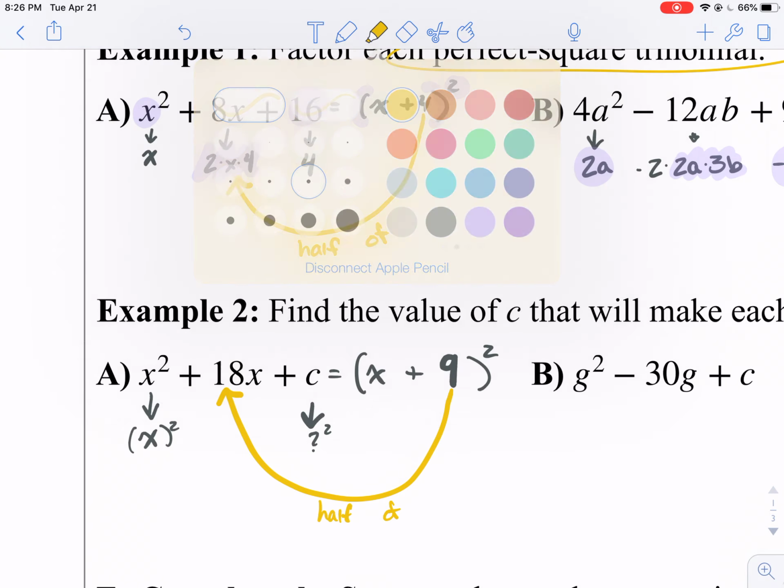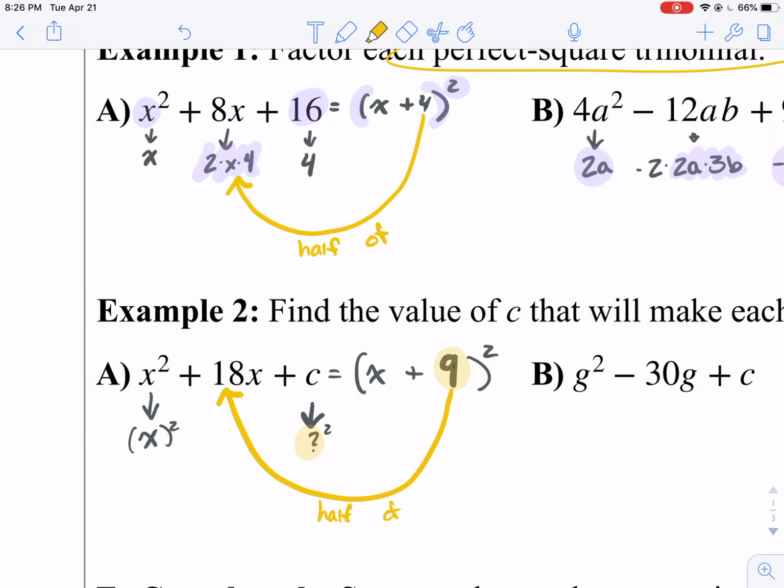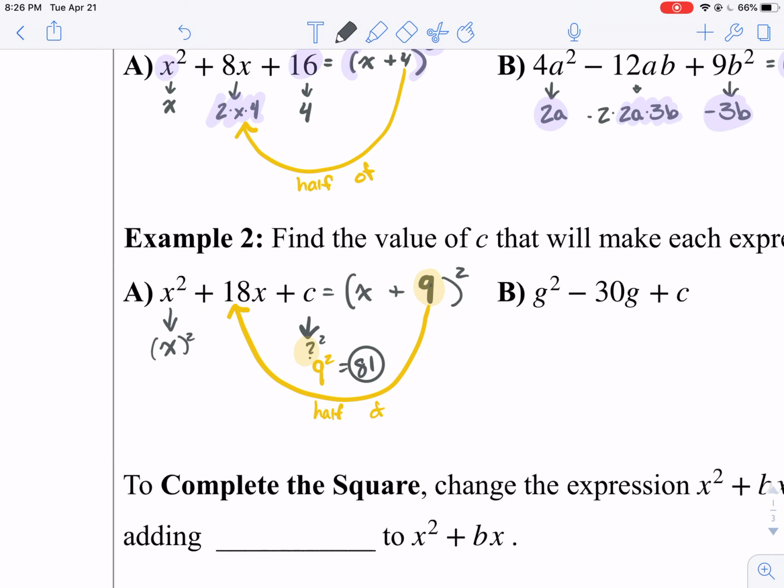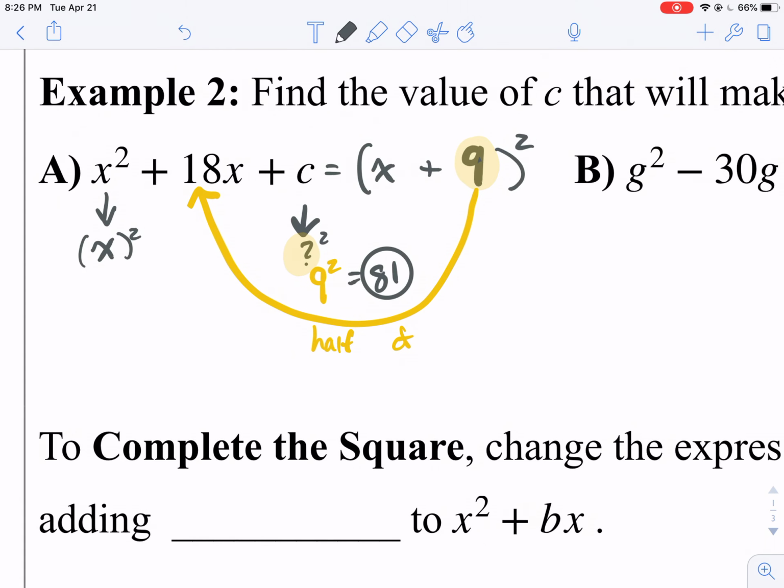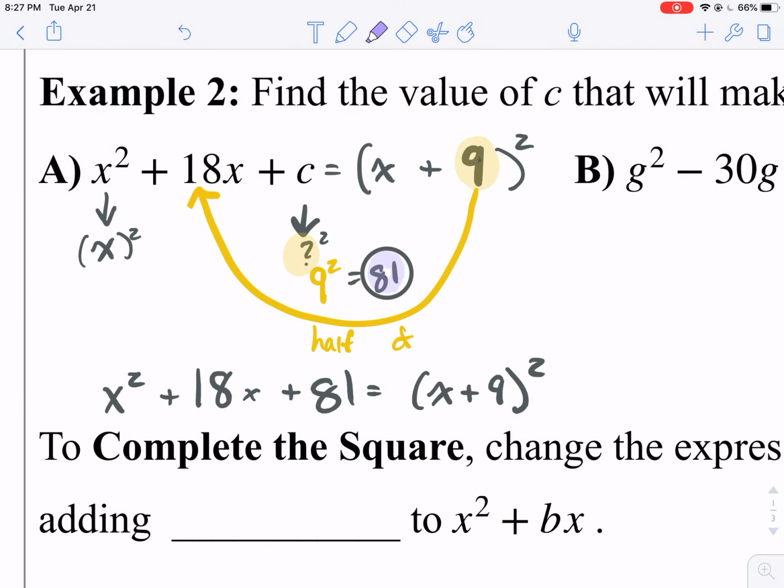9 is half of 18. That means that our C is going to be 9 squared, and 9 squared is 81. So we want to put an 81 there. This is because x squared plus 18x plus 81 is (x plus 9) squared. I think this is a perfect square trinomial, so we wanted to add 81. Sweet. Let's do our next one.